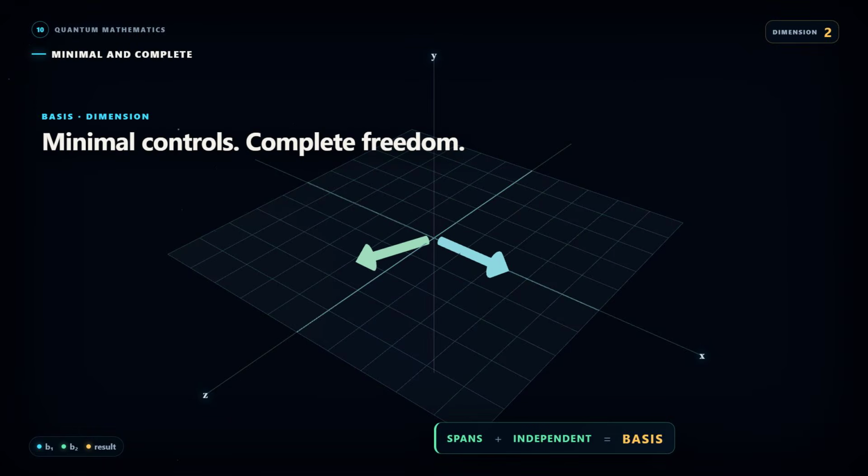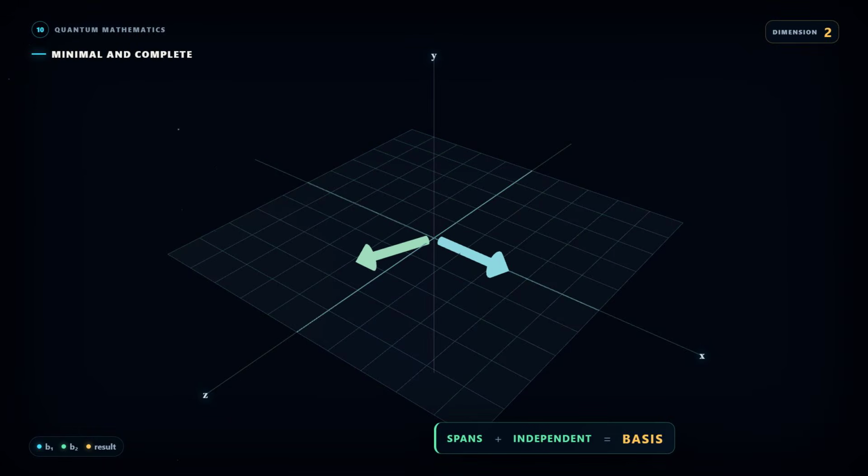This redundancy gives us 2 separate questions. Do the commands span the desired space? And are they independent? A spanning set may contain unnecessary directions. An independent set may still be too small to reach everything. A basis succeeds at both jobs. Its vectors are linearly independent, and together they span the entire space.